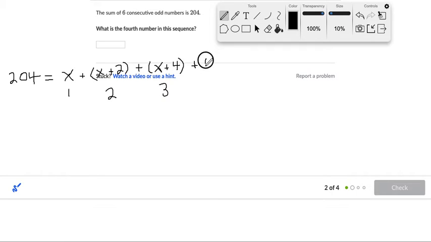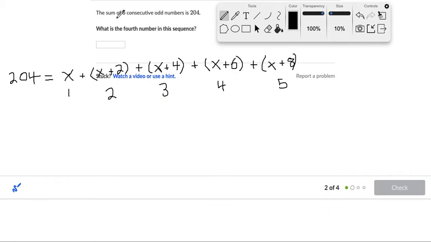Let's do another one here. Our fourth term is going to be our third term plus 2. So x plus 6. It's a little bit of a longer one. Plus our fifth term is going to be x plus 8. In other words, term 4 plus 2. Okay, that is term number 5.